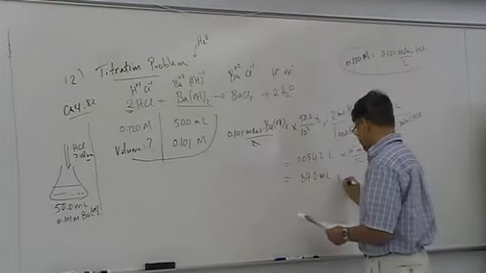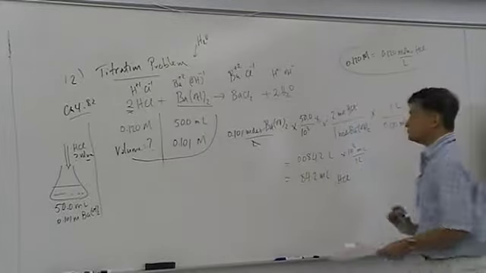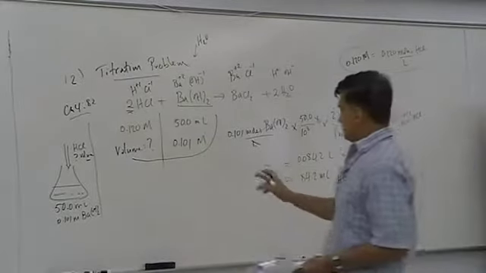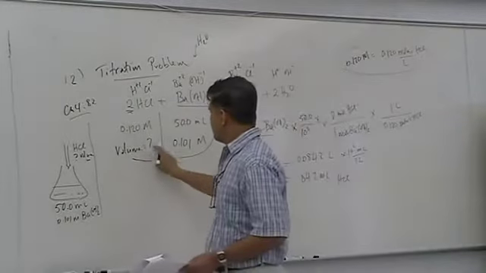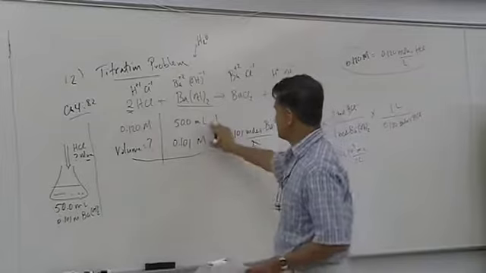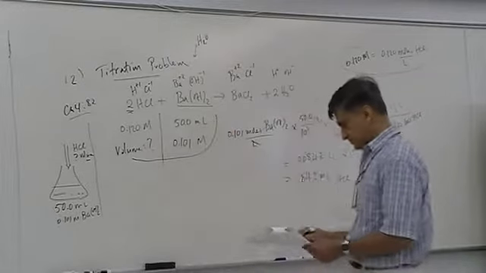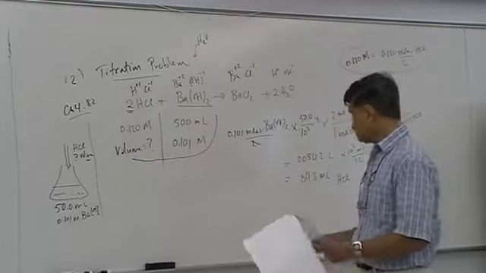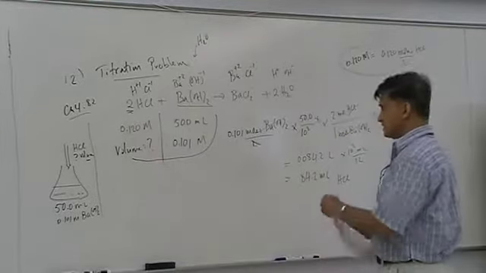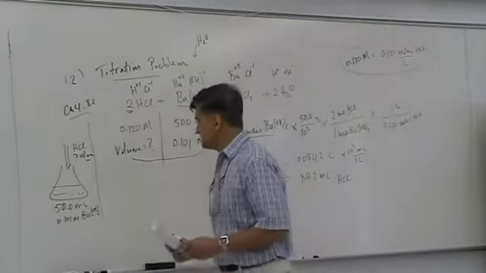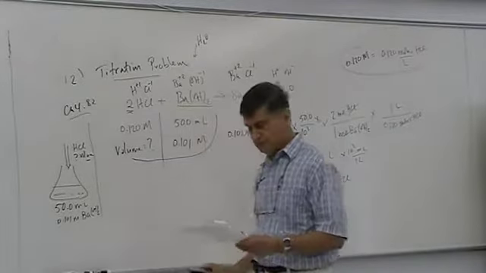So this gives you the answer to how many mL of HCl you need to add so that this much barium hydroxide is completely neutralized. That would be a question like this from titration, and make sure you go over this problem as well as other problems.